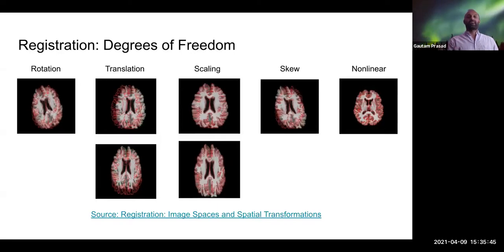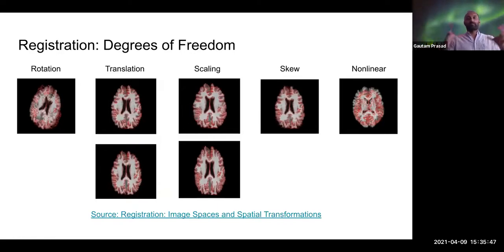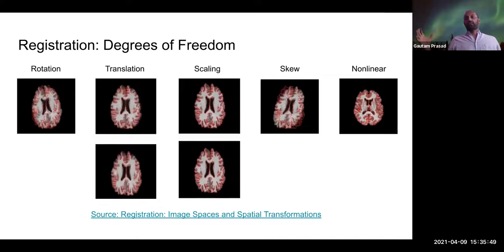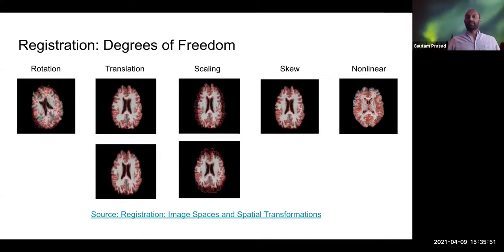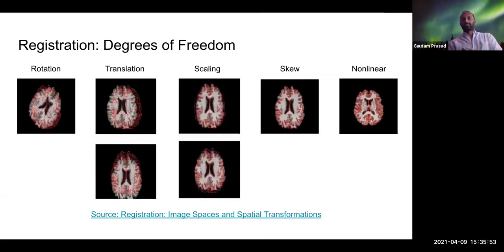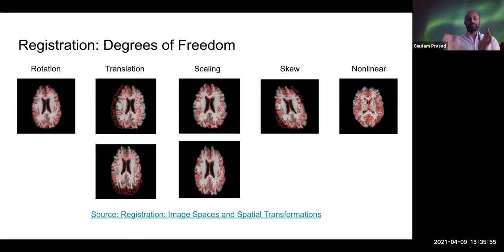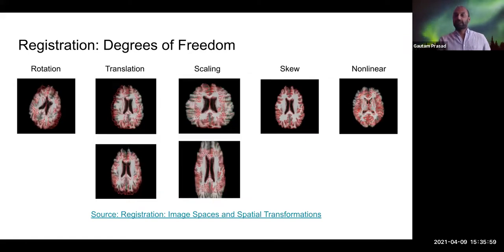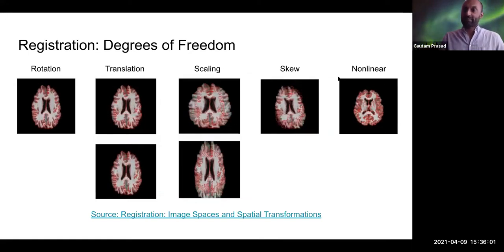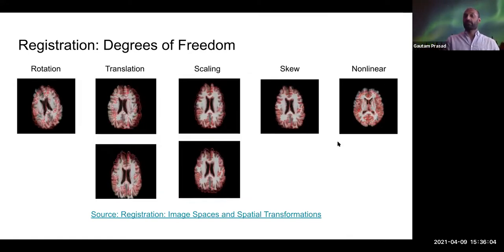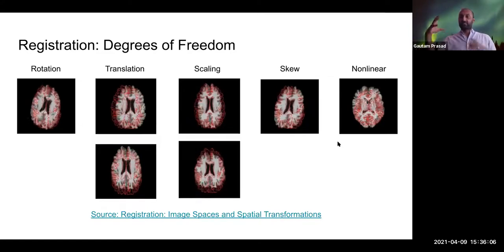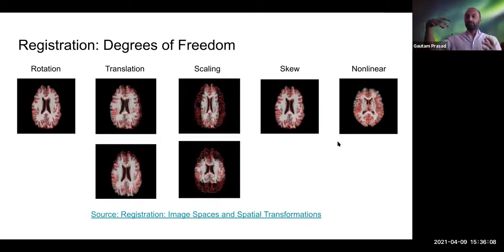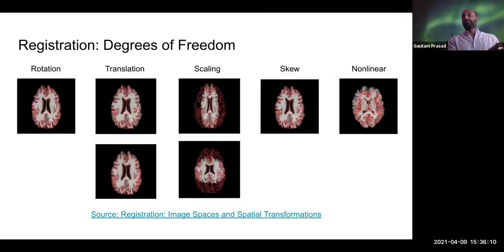Another tool that we have is applying scaling. If a brain image is larger or smaller, we can scale it up or scale it down. We can also look at skewness, and this represents a more complicated type of transformation called affine. And then on the right is the most complex type of transformation, called nonlinear. It's able to take shape changes and transform them to match an atlas.